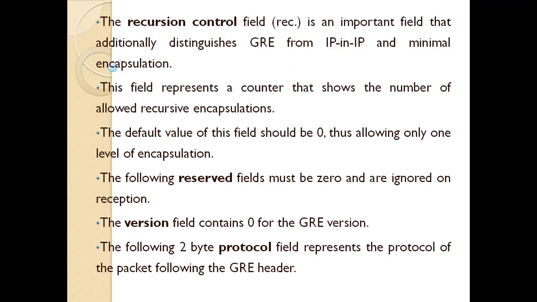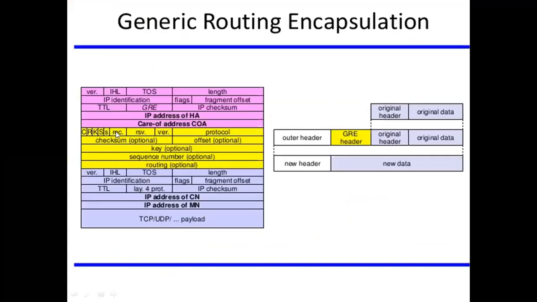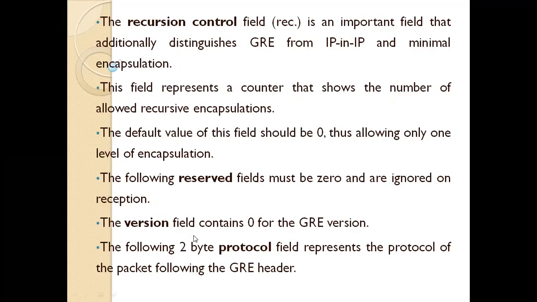So the recursion control field, REC, is an important field that additionally distinguishes GRE from IP-in-IP and minimal encapsulation. This field represents a counter that shows the number of allowed recursive encapsulations. The default value of this field should be 0, thus allowing only one level of encapsulation. The following reserved fields must be 0 and are ignored on reception.